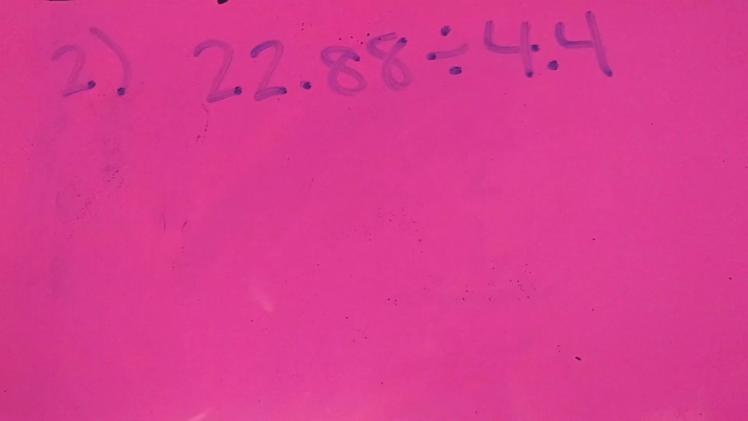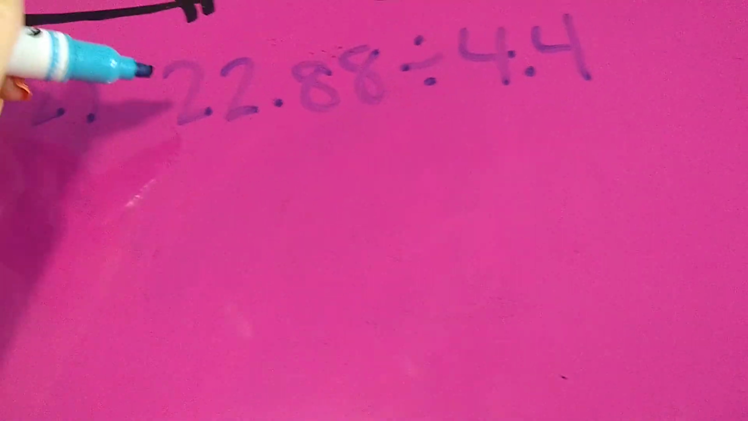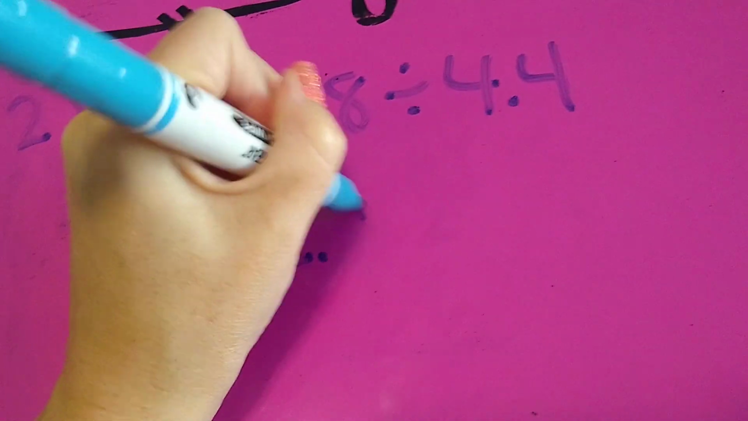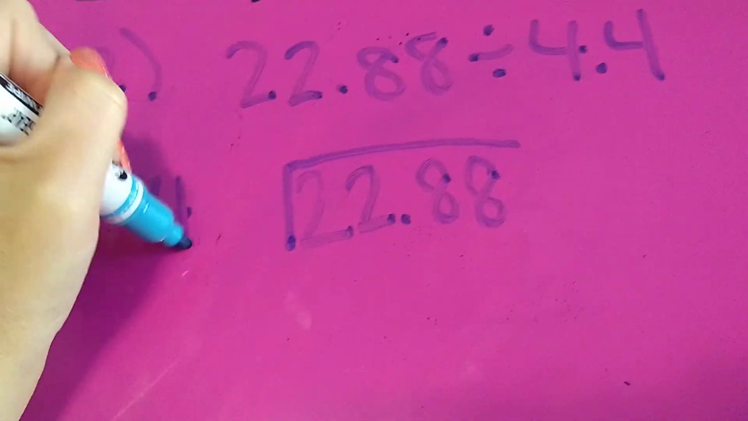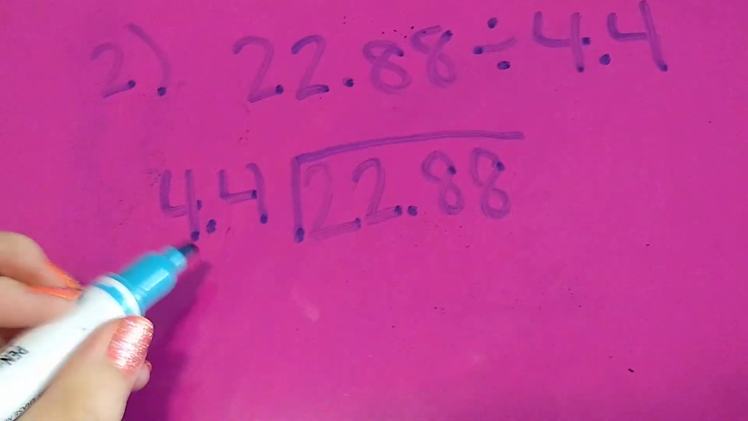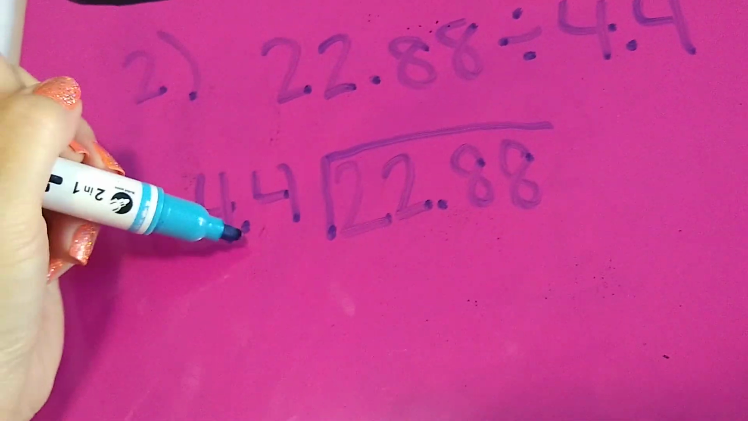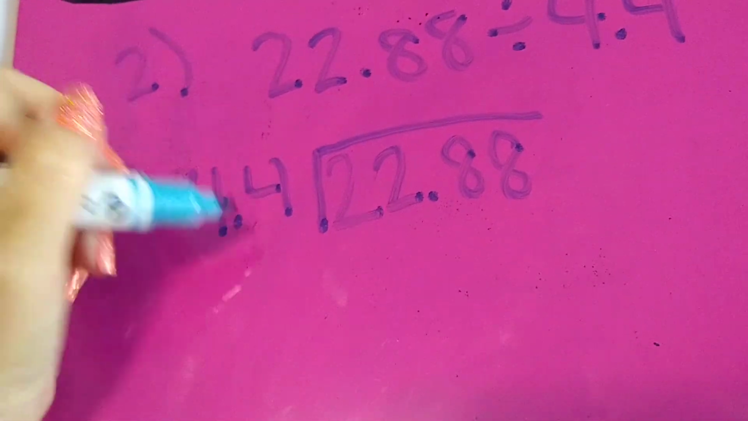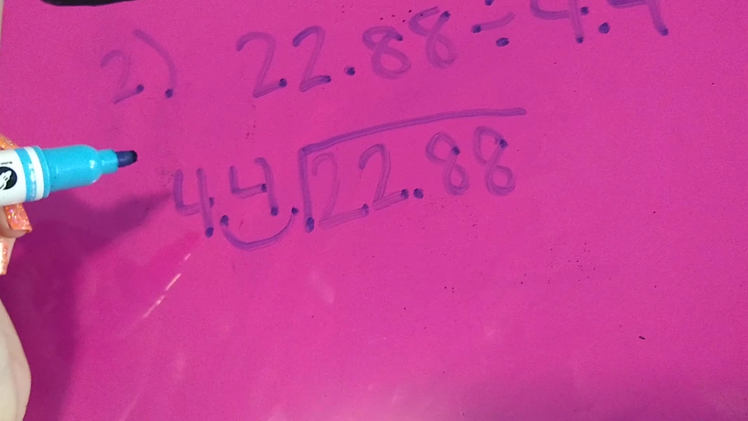Okay, now I'm going to try number 2 here, which is 22.88 divided by 4.4. So the first guy goes inside, so we're going to do 22.88 divided by 4.4. Now our divisor is the star here, and we want the divisor to be an integer. So currently it's not, it's a decimal. So in order to get this to be an integer, I need to take this decimal point and move it one place to the right.